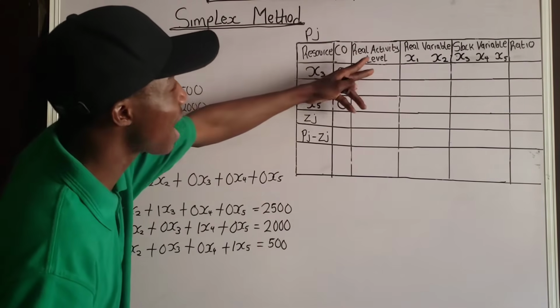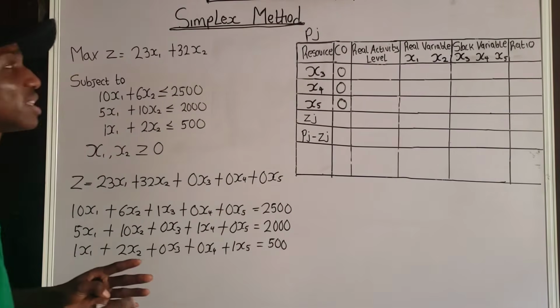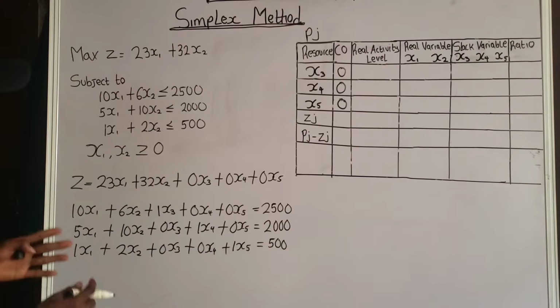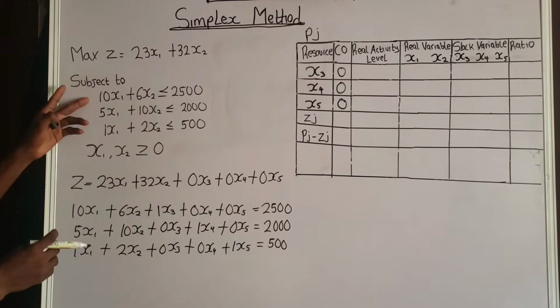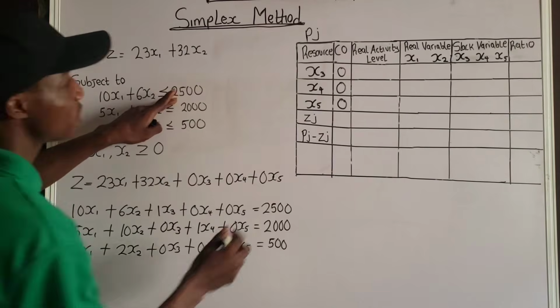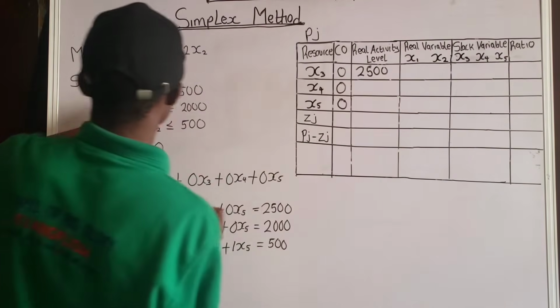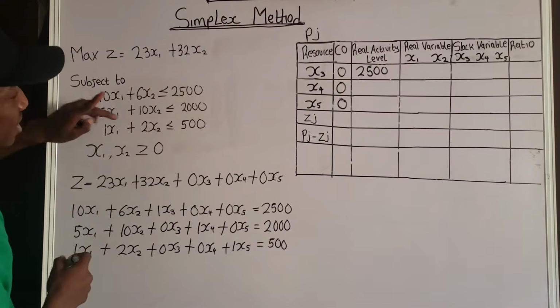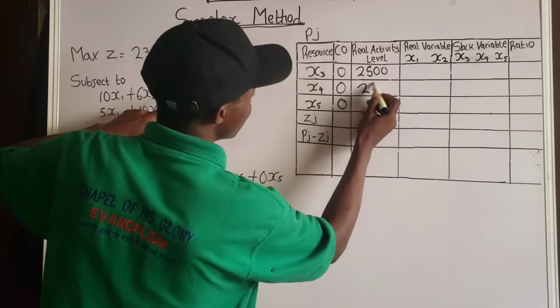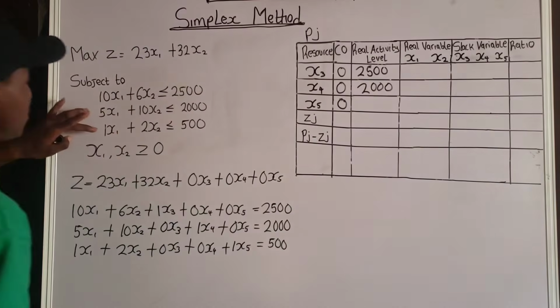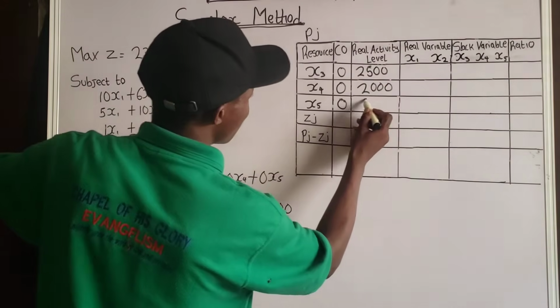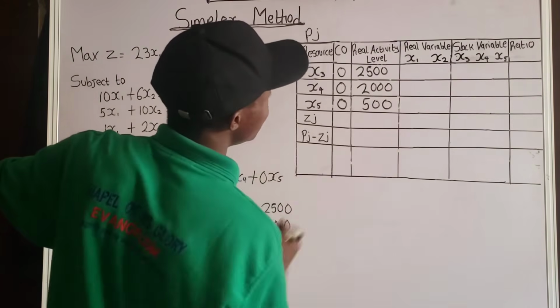Now let's move to the real activity level. The real activity level refers to the output of each constraint. For the first constraint, I have 2500, so I'm going to have 2500 in this place. For the second constraint, I have 2000. And for the third constraint, I have 500, so I'm going to have 500 in this place.